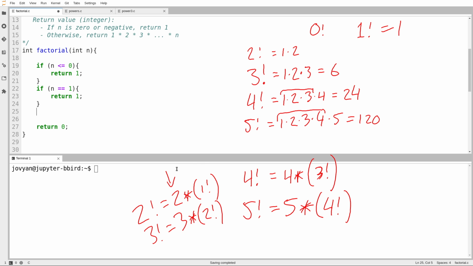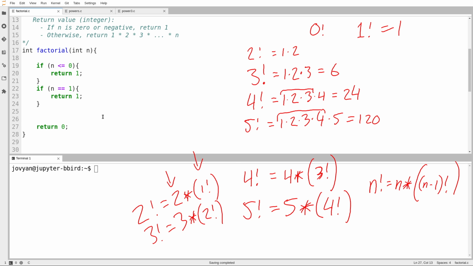So n times n minus 1 factorial. In fact, I could write that out. I'm running out of space. N factorial equals n times n minus 1 factorial. So maybe that's how I could compute my factorial in the function.